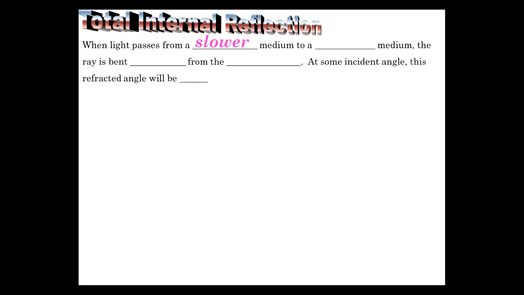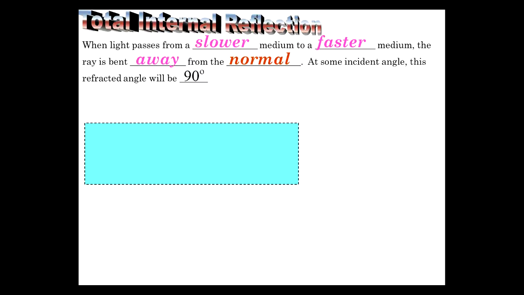Light passes from a slower medium to a faster medium. The ray is bent away from the normal. Now, how far away from the normal can you bend? There's going to be some incident angle where the refracted angle gets to 90 degrees. Well, then what happens? So let's check this out.